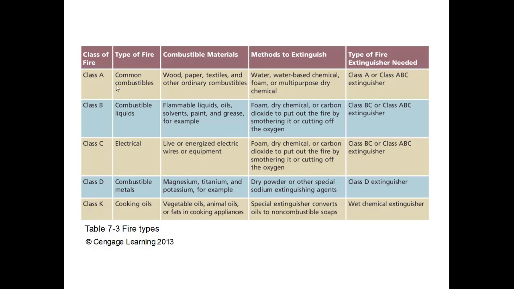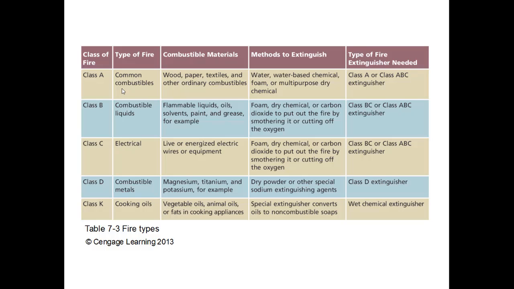For example, common combustibles would be a Class A fire, such as paper, wood, textiles, and so on. This is what you would normally use just water or foam or any other dry chemical to put out. A Class B fire would be combustible liquids such as oils or solvents or paints or grease. And for this you would need a foam or a dry chemical or carbon dioxide way to extinguish the fire. This is why you should never put water on a grease fire. If you do so, you are making it a lot worse because all you're doing is expanding the fire.